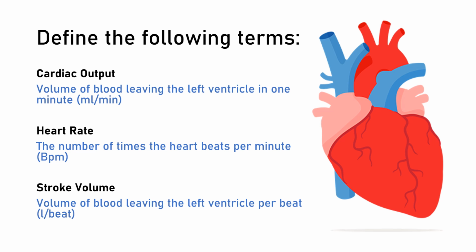So cardiac output is the amount of blood leaving the heart, leaving the left ventricle in 1 minute. Heart rate is the number of times the heart beats per minute. And stroke volume is the volume of blood leaving the left ventricle per beat.